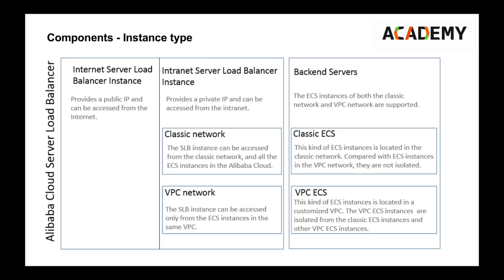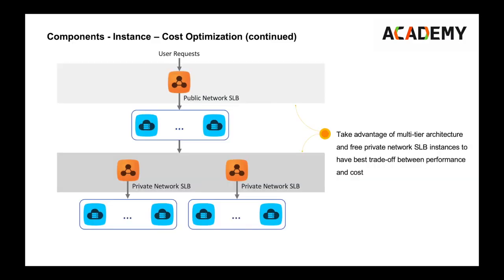So the load balancer that you want is the VPC load balancer. And if you provide a public IP, then what you've done is set up a public server load balancer and you'll be charged for that. If you don't give your SLB a public IP address, then it's a private server load balancer and you can run it for free.